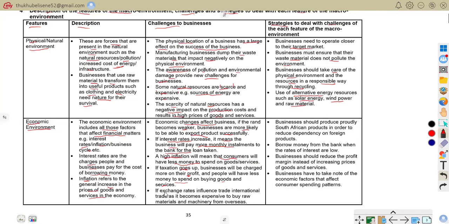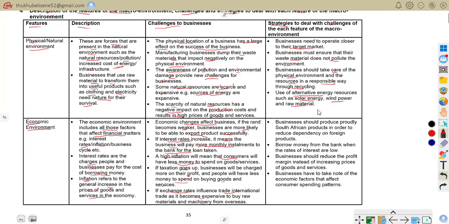So it further on says, exchange rates influence international trade, as it becomes expensive to buy raw materials and machinery from overseas. Here we're talking about exchange rates that are going to affect the imports. So buying goods from overseas is now going to become expensive. So it means now imported machinery, if we are to import machines, is now going to cost more. That is what it means.